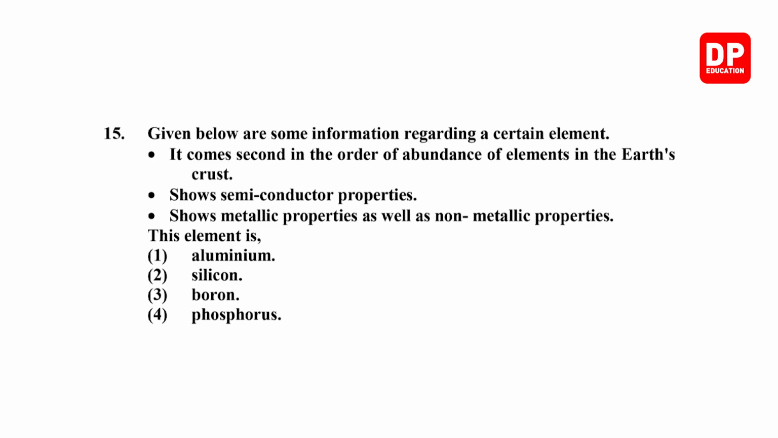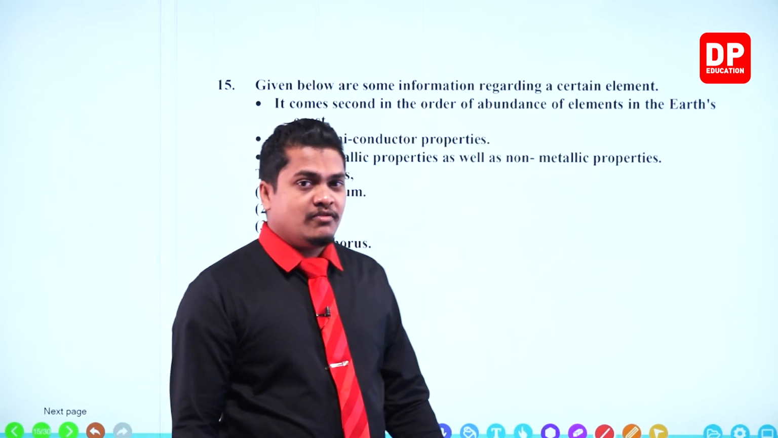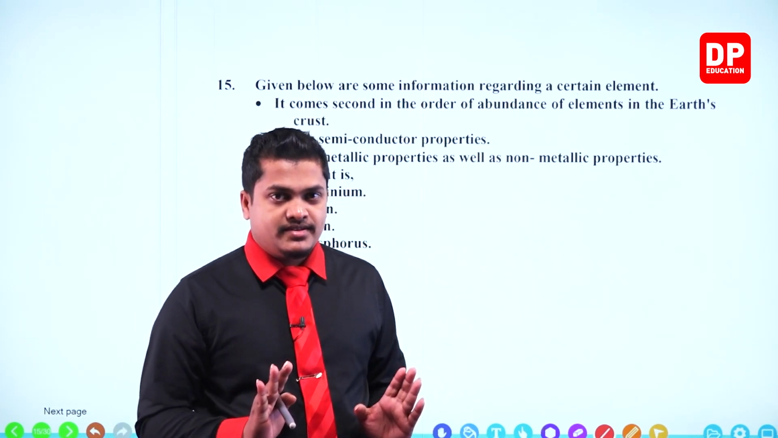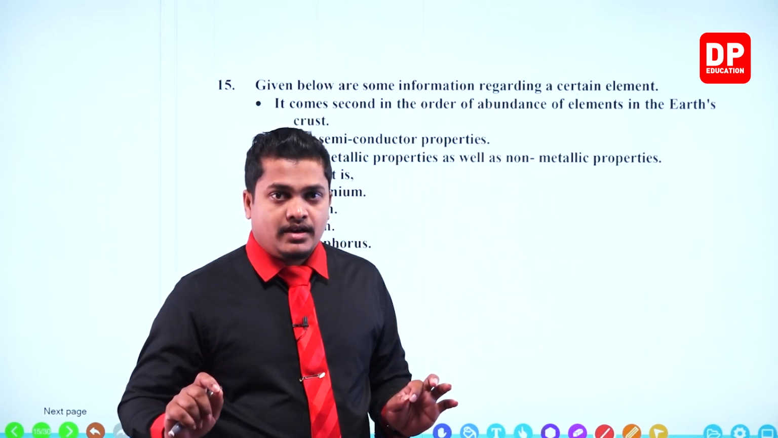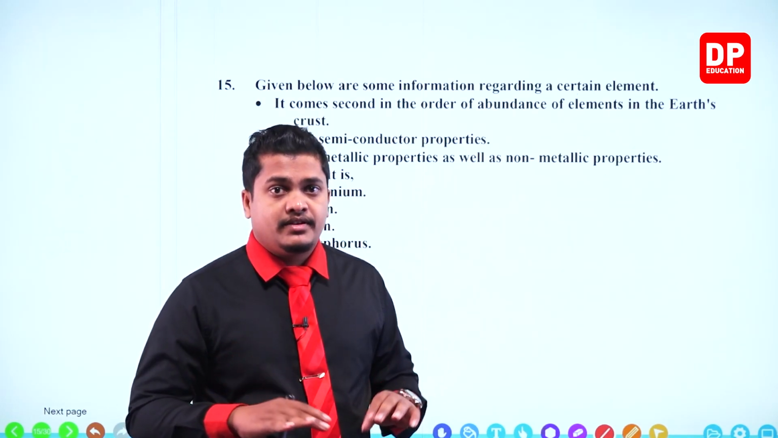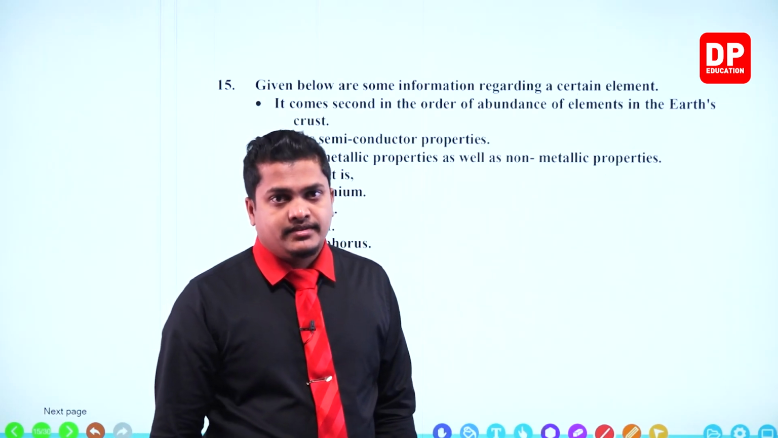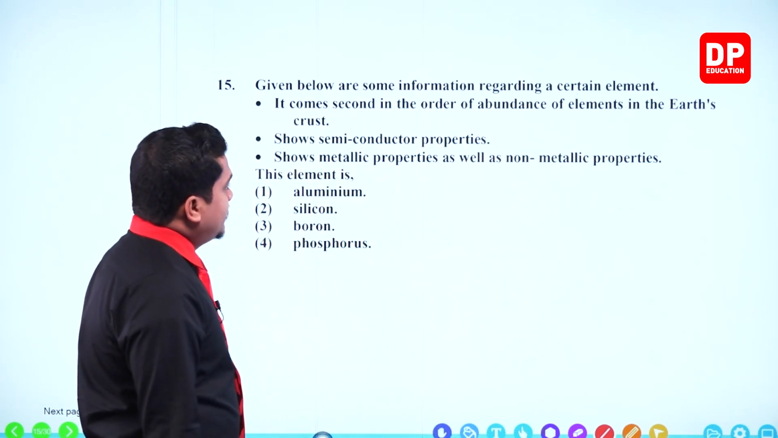Then question number 15. Given below are some information regarding a certain element. It comes second in the order of abundance of the elements in the Earth's crust. From the first and foremost sentence, you can select the answer. Second most abundant element in our Earth crust. That's silicon, right? Let's see.